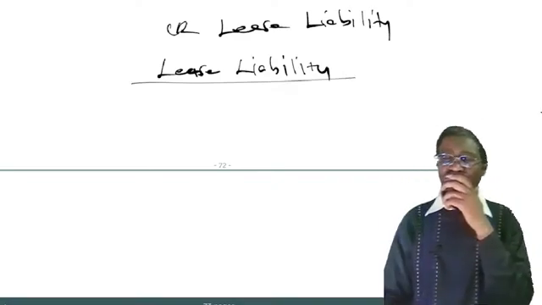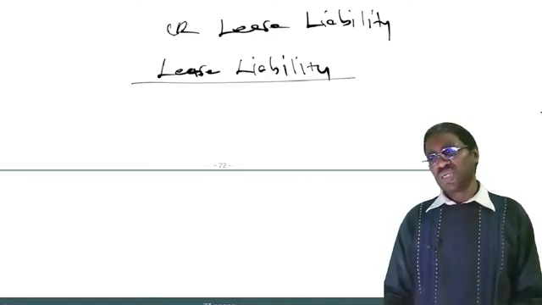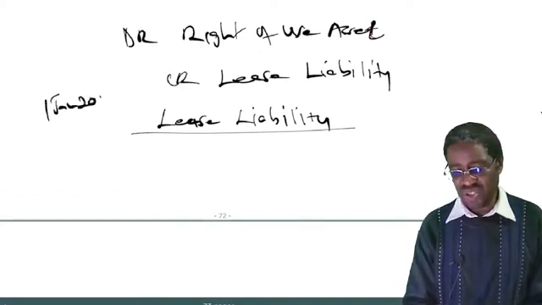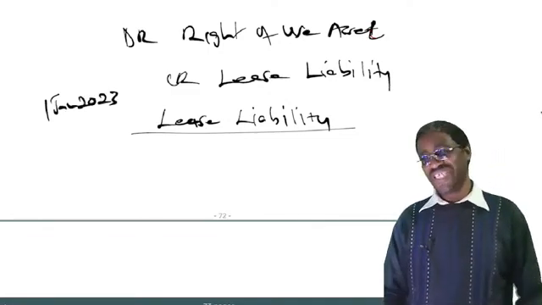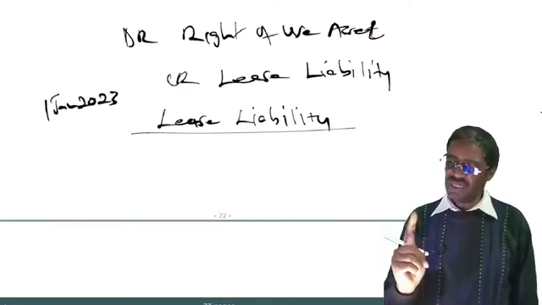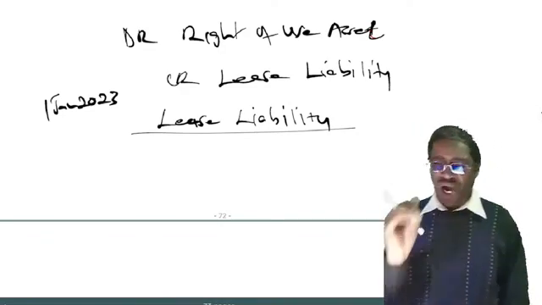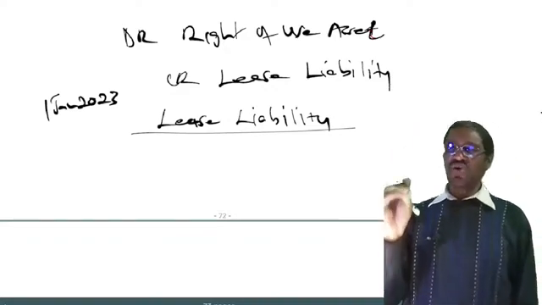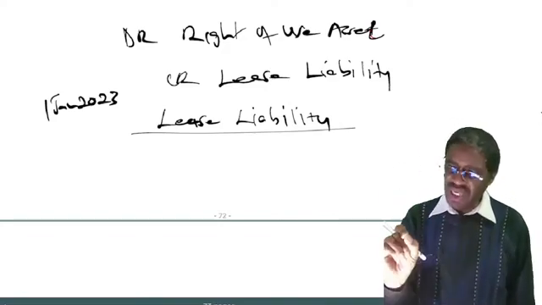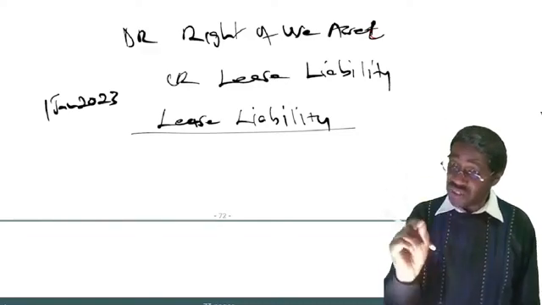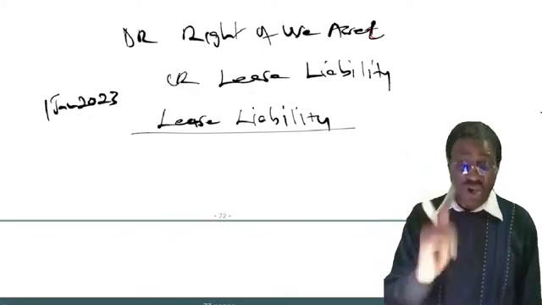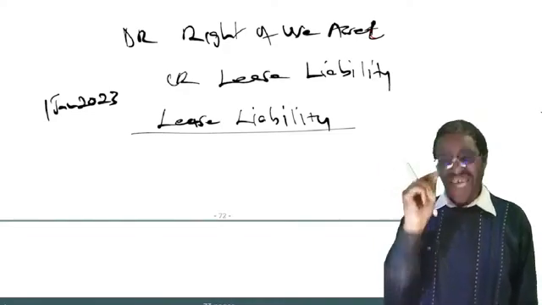Now listen. Let me assume that we have signed a lease contract today, and today is maybe 1st January 2023. That is the day we are signing that lease agreement. You as a lessee agreed that you're going to lease this machine or this motor vehicle for 10 years, and you are going to pay the lease payments or those installments in arrears, at the end of each year.